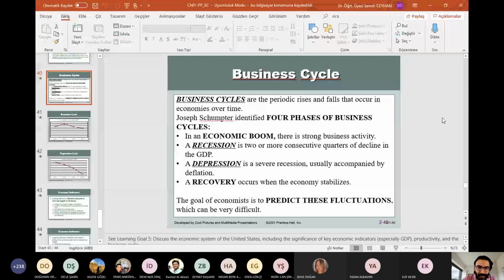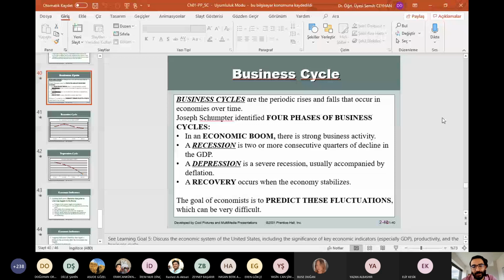Okay. So a recession, there are 4 phases of business cycles. Economic boom means that there is a strong business activity. There is an increased growth in the economy. In a recession, there is a decline in the GDP. A depression is a very big recession, a very big decline. And a recovery is when you are at the lowest level and you begin to recover yourself.